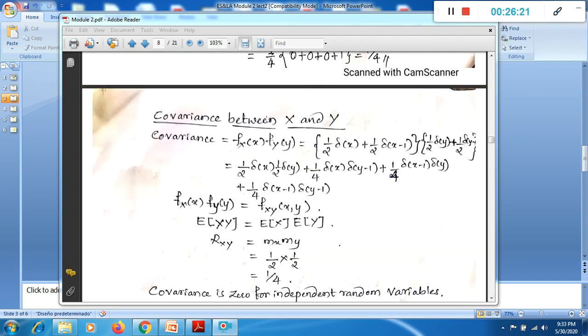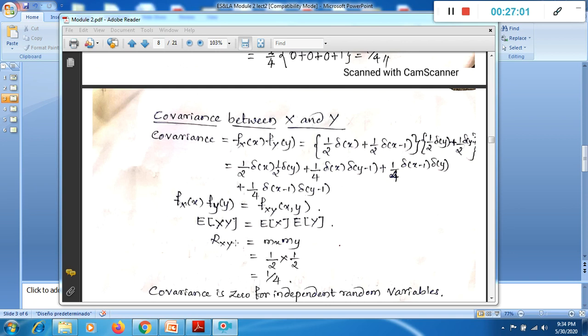And we go for covariance between x and y. Covariance is equal to fx of x and fy of y, which is given by half of this; fx and fy are multiplied, and after multiplying we get the same equation which we were given, which is nothing but fxy of x and y, which indicates that E of xy is equal to E of x into E of y.